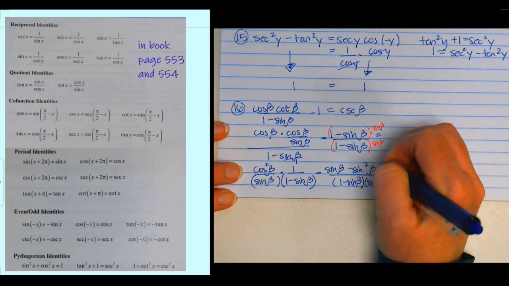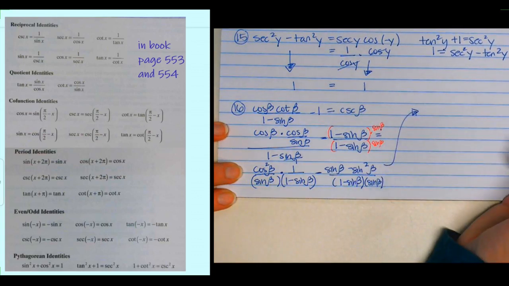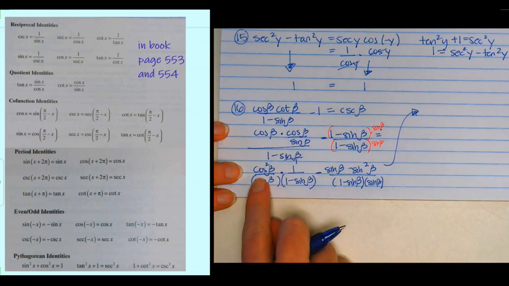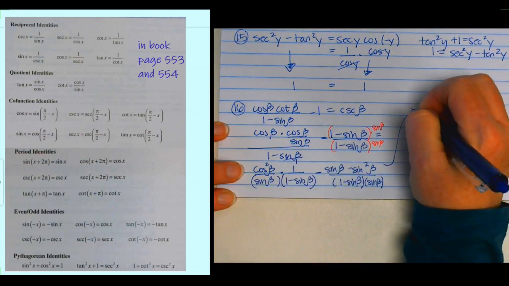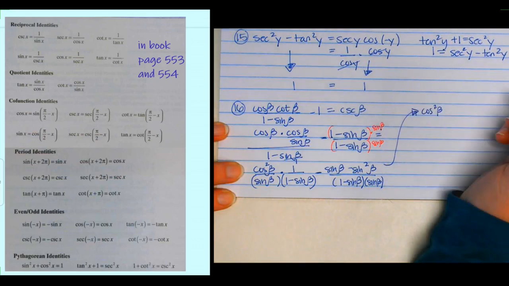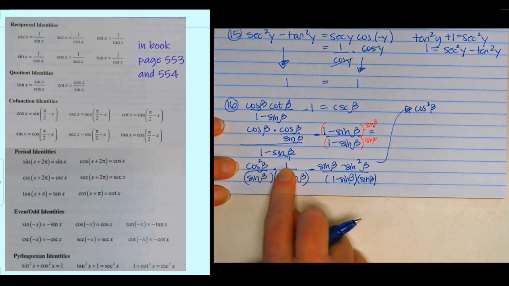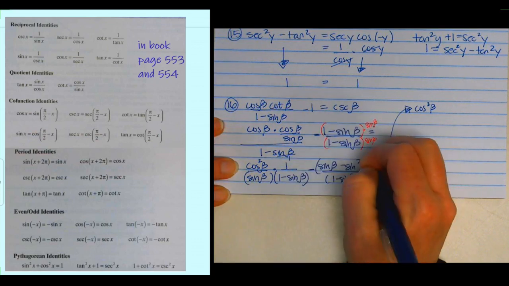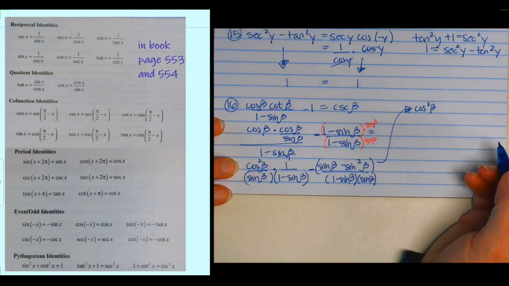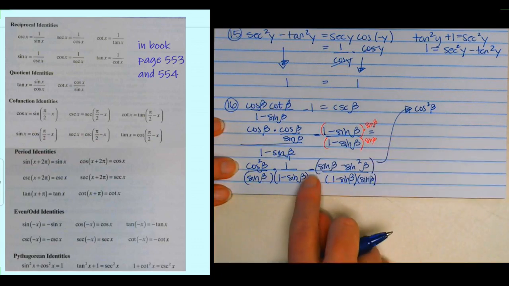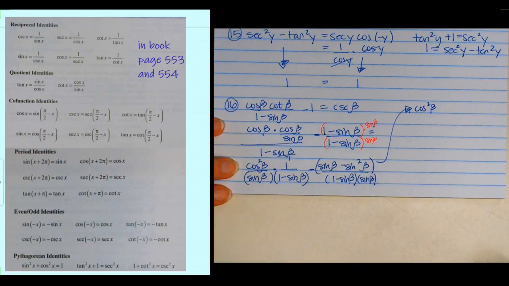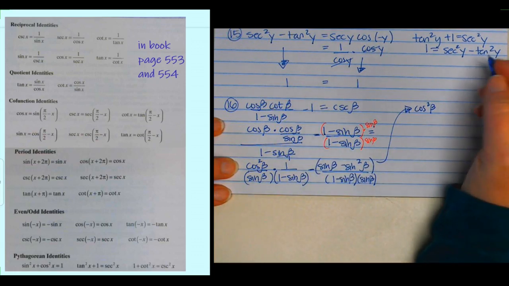I'm going to go up here and work on it some more. So what do I have now? I have cosine squared beta times 1, it's just cosine squared beta, minus this whole thing. That's really important. It's subtracting the whole fraction. Some of you would drop that, and it will change the minus, which changes all the signs. So parentheses are super important.